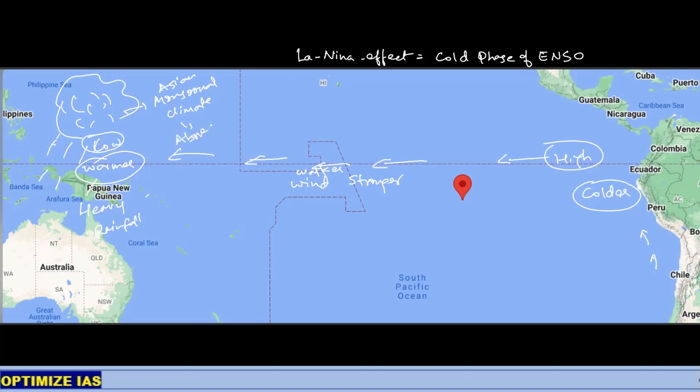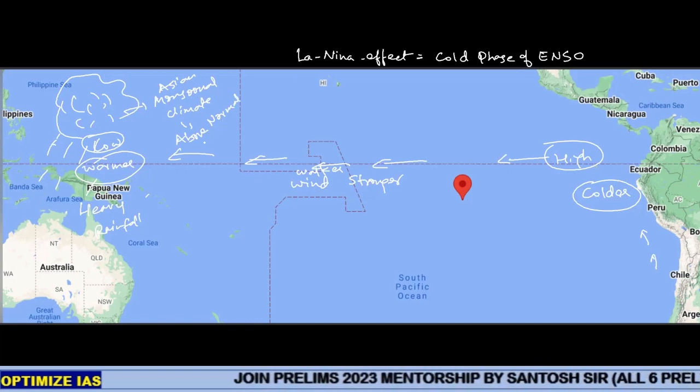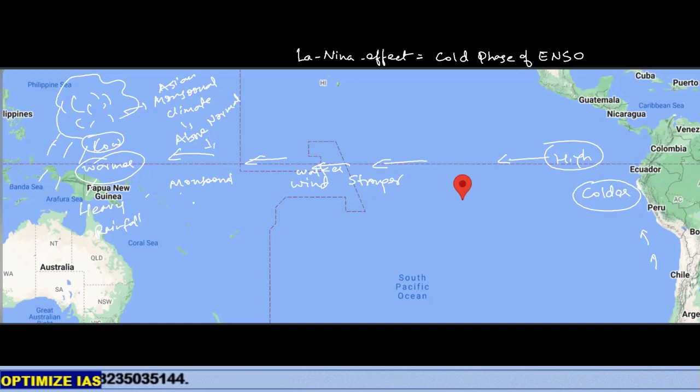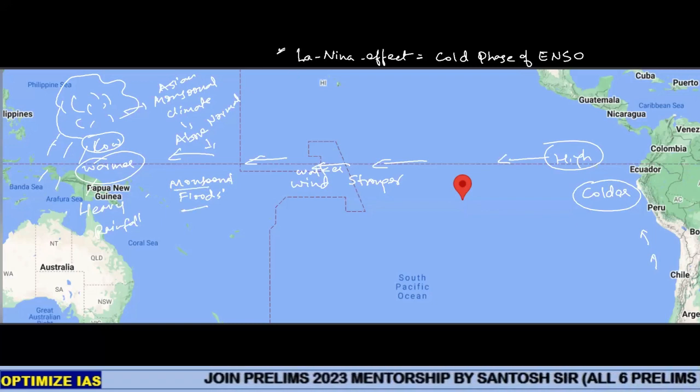When the rainfall is above normal, it will come early, go late, breaks will be less, and the amount of rainfall will be torrential. This results in which situation? Monsoonal floods in these regions. So Asian monsoonal floods, American monsoonal floods, Australian monsoonal floods, Indian monsoonal floods. So monsoonal floods are explained by which event? The answer is the La Niña effect.